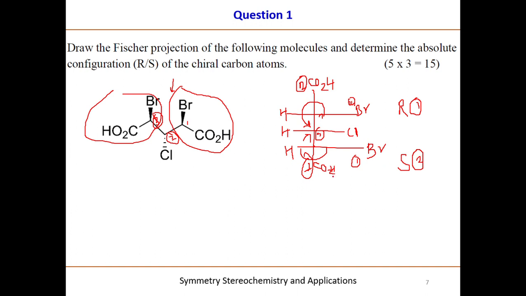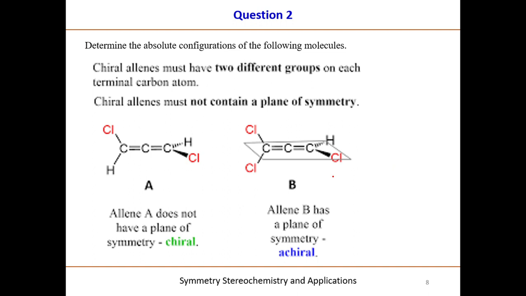Now let's talk about question number 2. Before going to question number 2, we have to discuss a brief introduction about the absolute configuration of molecules. In the previous question, we were finding the absolute configuration for chiral centers, but here we are talking about the absolute configuration of the whole molecule, and we have to write the whole molecule in Fischer projection.